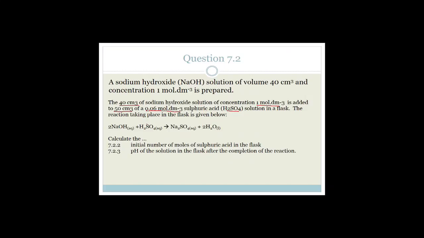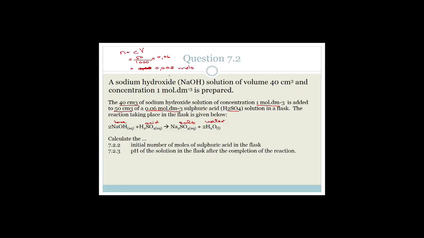It's pretty obvious because we've got an acid and a base, and we're forming a salt, sodium sulfate, and water. An acid and a base form salt plus water. Now they're asking us to work out the initial moles of sulfuric acid in the flask. Number of moles is concentration times volume. The volume of the sulfuric acid is given as 50 cubic centimeters when we need it in decimeters cubed, so that's 50 over 1,000, times the concentration, 0.06. Popping that in our calculator, we get 0.003, and that is the number of moles.